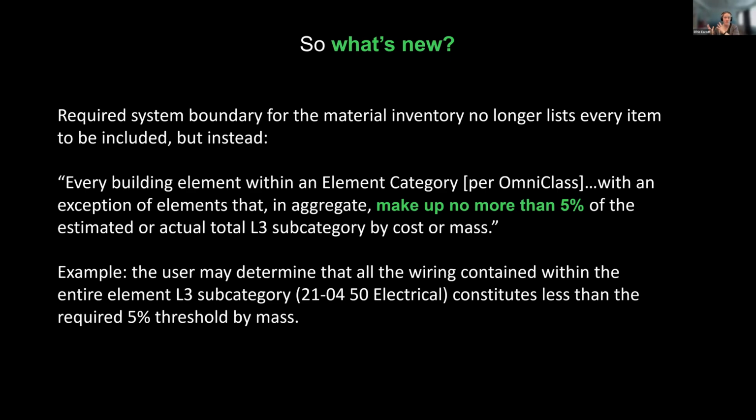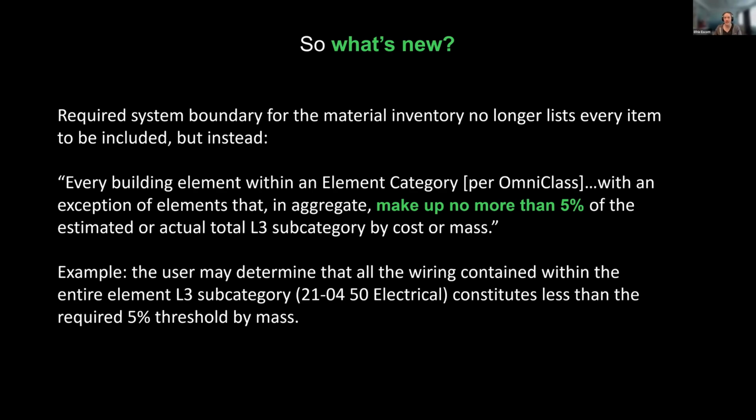So if you have some really big circuit boards and panel boards and switchboards, and anyway, you can tell I now work in the electrical sector. Transformers, all kinds of really big equipment. Your wiring might be less than 5% by mass, and you've chosen to exclude it because the calculation of it is really onerous, and honestly, it's not contributing that much to that category. That's an option.